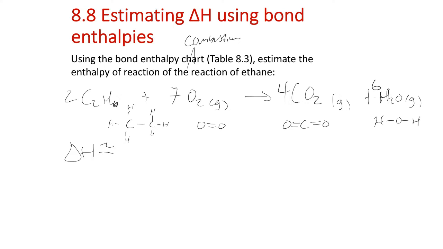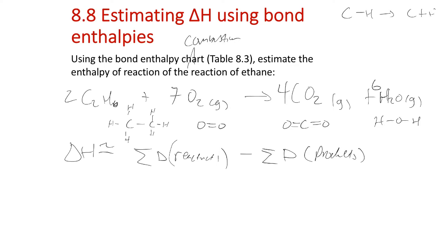And so we can approximate delta H by taking the sum of the bond strengths of the reactants minus the products, where D is the symbol for bond strengths. And we just remind ourselves from chapter 5, it's the reactants bond strengths minus the products bond strengths. So it may seem strange at first, but it's because the CH bond strength is the energy it takes to break the CH bond.